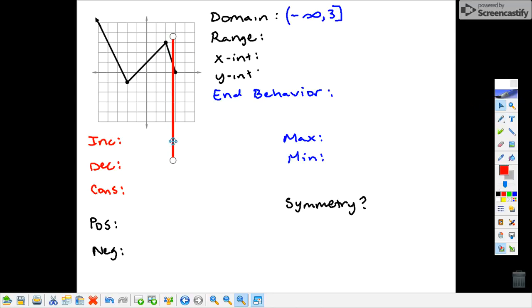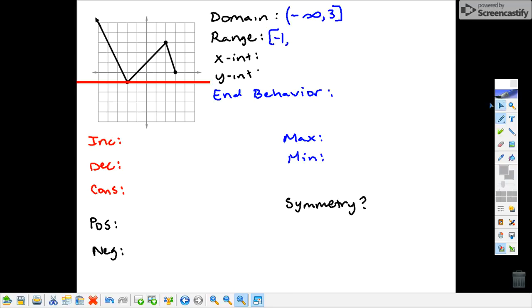Now range, I do the same idea, except now I use a horizontal line since we're dealing with y values. Notice right here, because the arrow is going up forever, there's actually a gap. There's nothing below this coordinate right here at -1. So we know our range is going to start at -1, and we do include -1 since this coordinate touches it. It has a y value of -1.